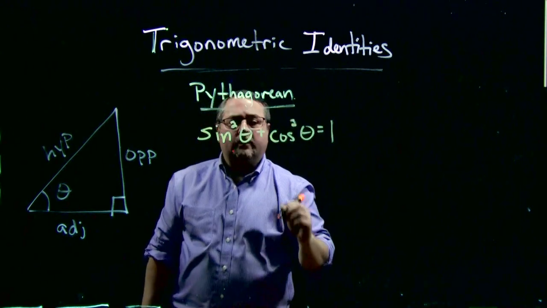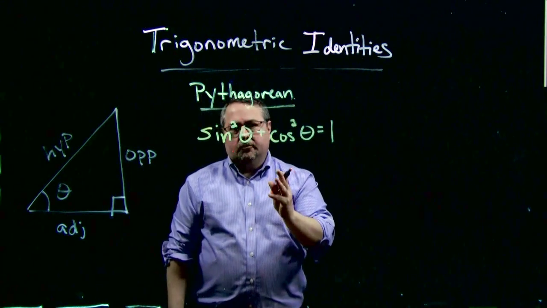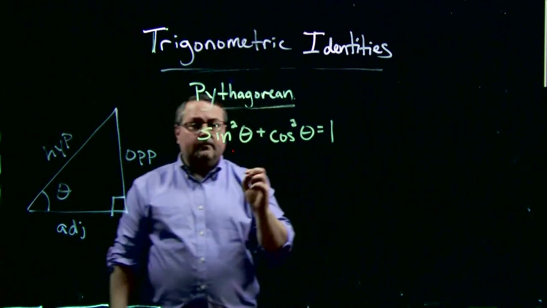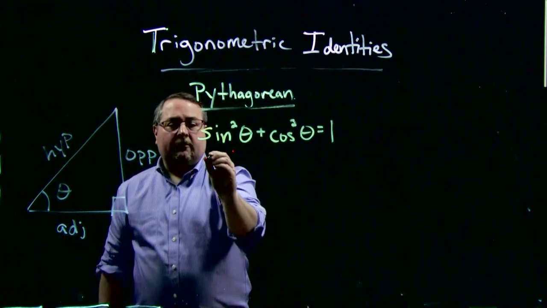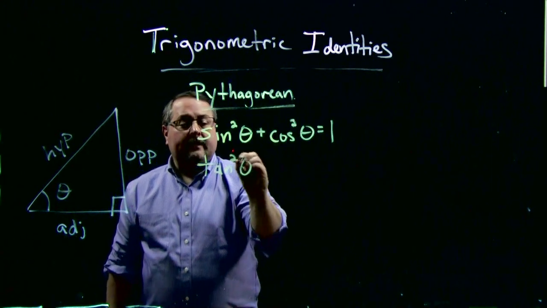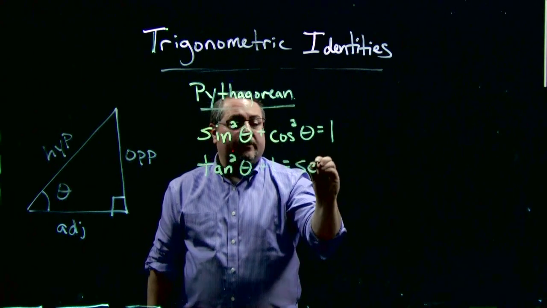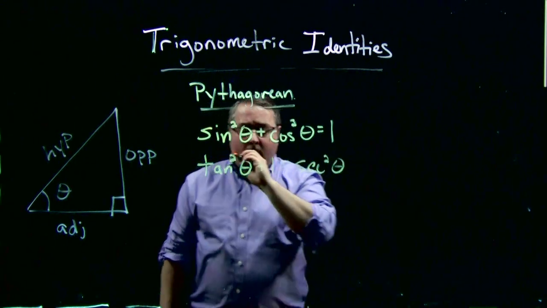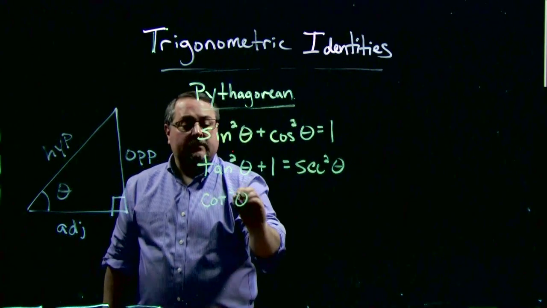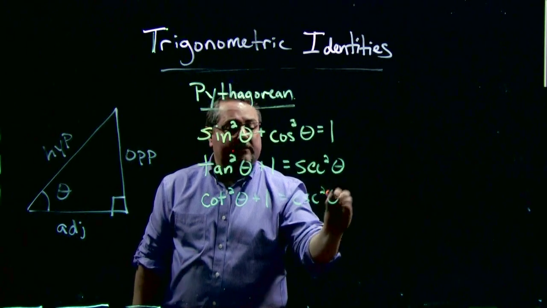Okay, very important, comes up a lot. And we can actually derive the other 2 Pythagorean identities from this one if we forget them. Okay, so the second Pythagorean identity is tangent squared theta plus 1 equals secant squared theta. And finally, cotangent squared theta plus 1 is cosecant squared theta.